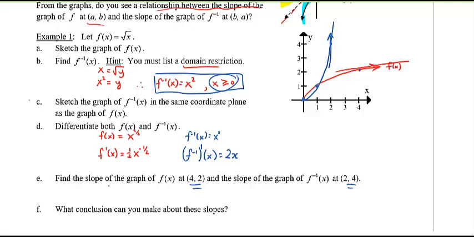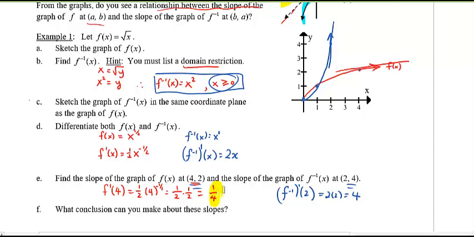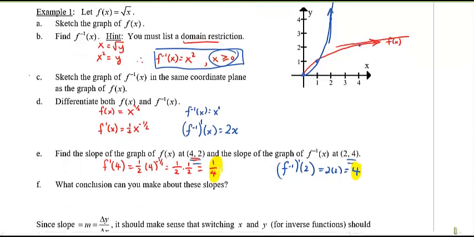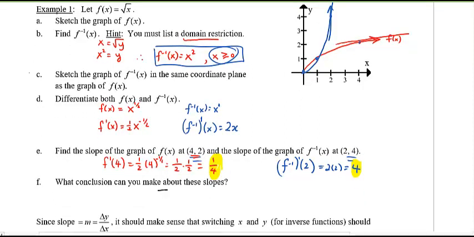So here we go. f prime of, this is the red graph, so I want the x value of 4. 1/2 times 4 to the negative 1/2, that's 1/2 times 1/2, a quarter. And the inverse derivative evaluated at its x value, which is 2: 2 times 2, that's 4. What's the connection between 1/4 and 4? And if you said that they are reciprocals, then you just answered question F. They are reciprocals.